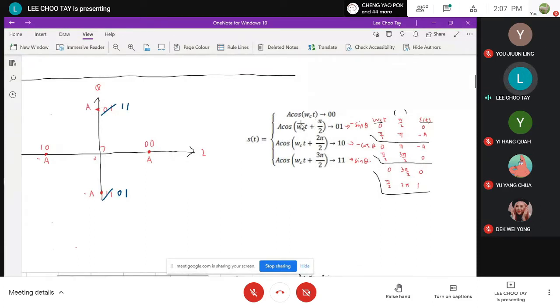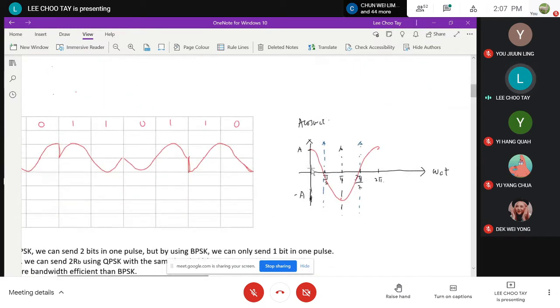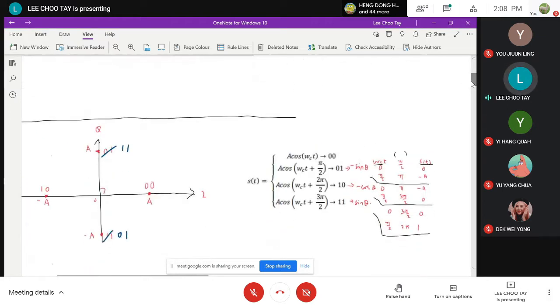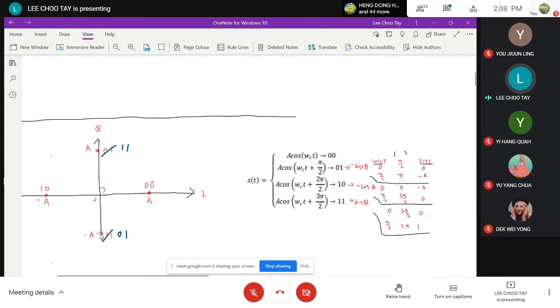If you work it out, when omega t is 0, then we have cosine pi over 2, so the output st will be 0. Then if omega t is pi over 2, the whole bracket will be pi, so cosine of pi will give you minus a. It's the same as if we shift the y-axis by pi over 2 over here, which gives you a minus sign. Therefore for 0, 1, the point should be here, minus a, which is the minus sign here.